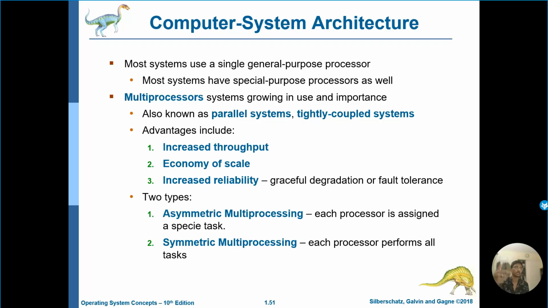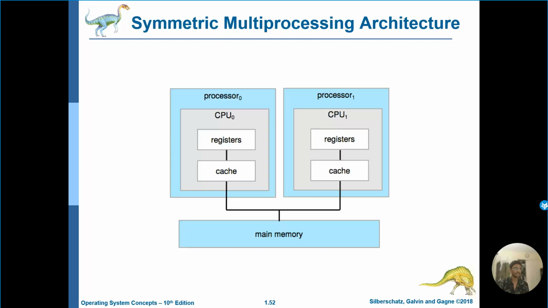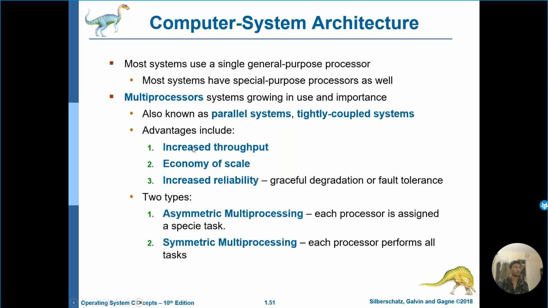You could increase throughput, economy of scale, reliability, and when you think about these two types under this, you have asymmetric and you have symmetric. Asymmetric means each processor is assigned a specific task. Symmetric means each processor performs all tasks. So symmetric, you have these tasks and it performs all of them at once. But asymmetric, each processor is assigned a specific task. Symmetric multiprocessing, as you can see, you have two processors, right? And they have a CPU for each of them.